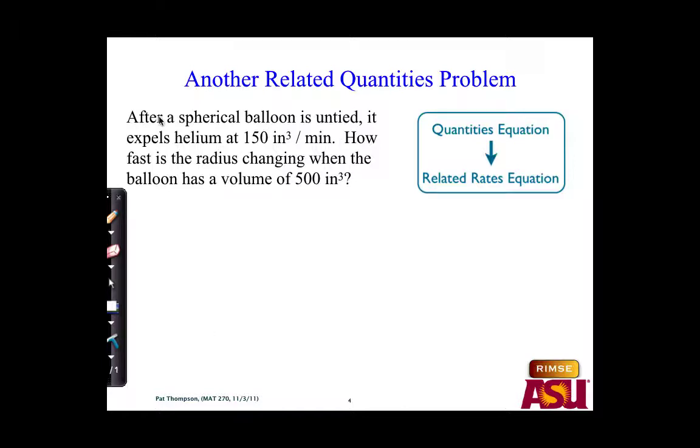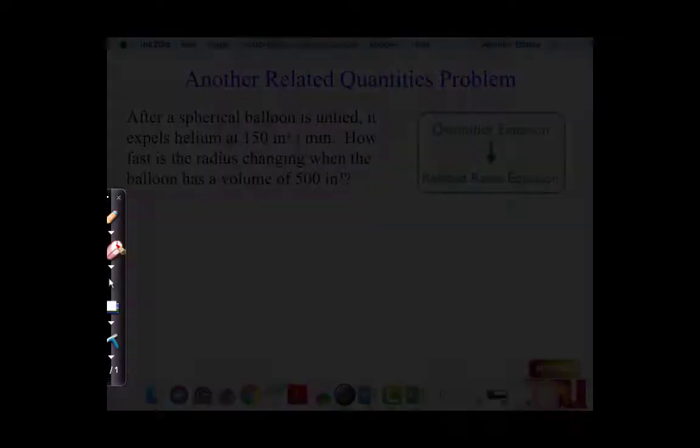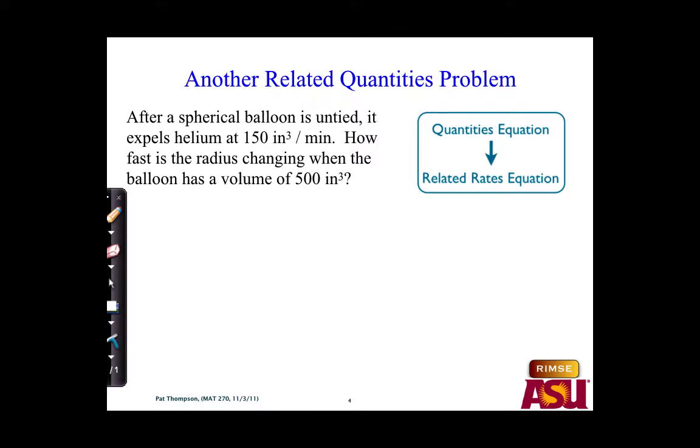As a hint, spheres. What aspect of a sphere are we going to be dealing with here? Surface area, volume, radius, something else? Yeah, volume. When the balloon has a volume of something. Volume of a sphere. Yeah, 4/3 pi r cubed. 4 pi r squared is the surface area, 4/3 pi r cubed is its volume.